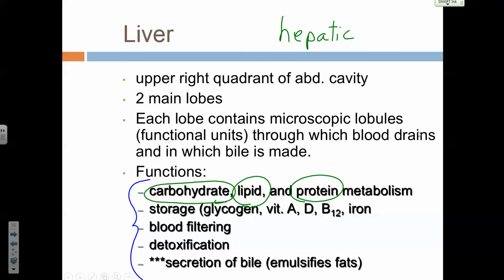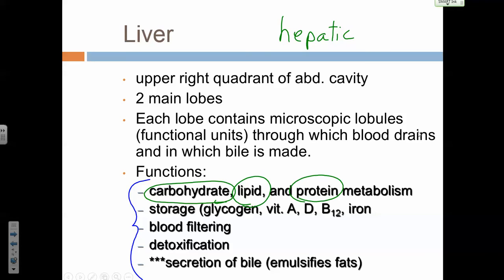And at the liver, a lot of those nutrients are pulled out of the blood and processed. Okay, so that's why your liver is one of the main places in the body where you store a lot of glycogen. The other is in your skeletal muscles. Okay, and so that by itself, that first line, carbohydrate, lipid, and protein metabolism, that's a huge, huge function of the liver. Okay, but it also does a lot of other things for you.